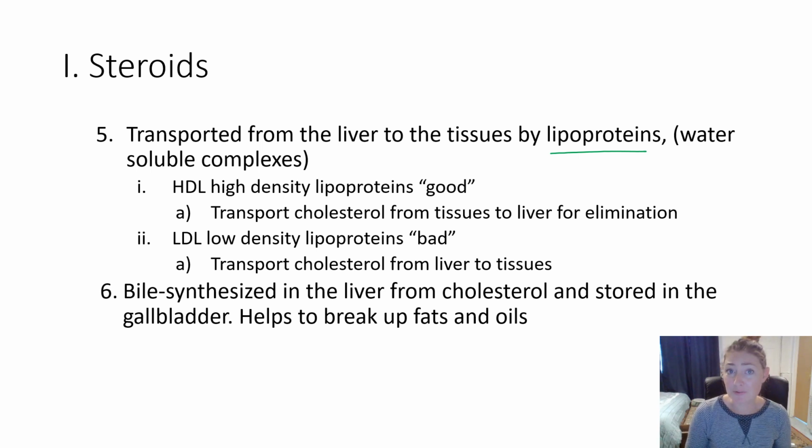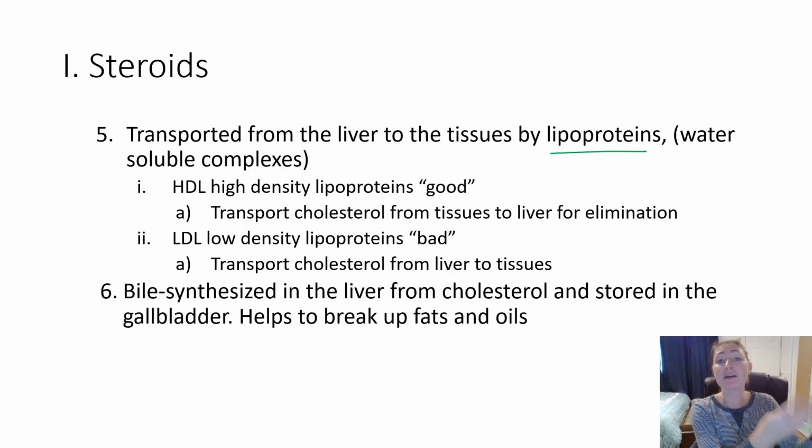Your LDLs go the opposite direction. Your LDLs are considered your bad cholesterol. These transport cholesterol from the liver, and they transport it to the tissues and drop the cholesterol off at your tissues. Now, you have to have some of this because all your tissues are going to need cholesterol. But you don't want an overabundance of LDLs because they're going to be dropping off a ton of cholesterol that your body doesn't necessarily need.